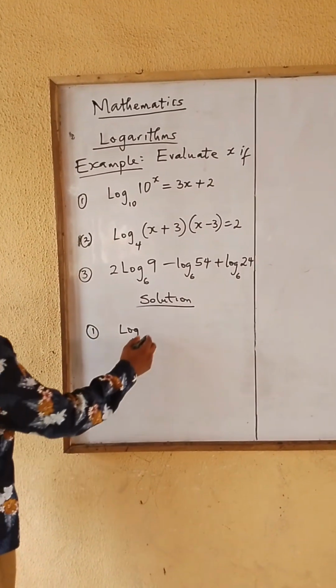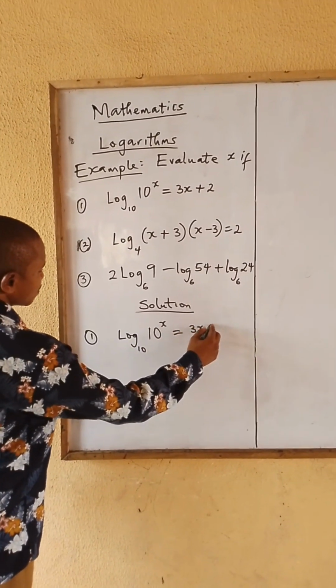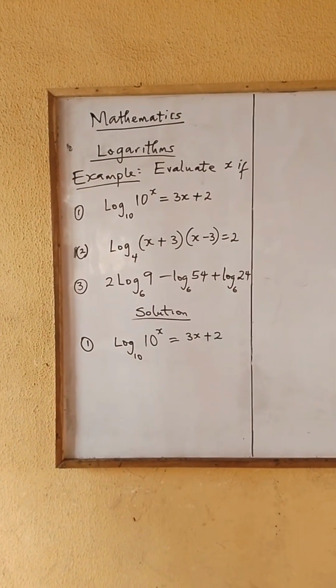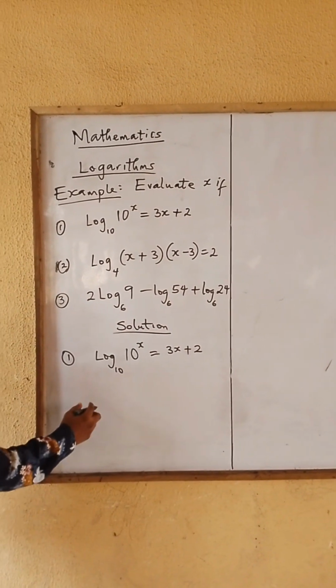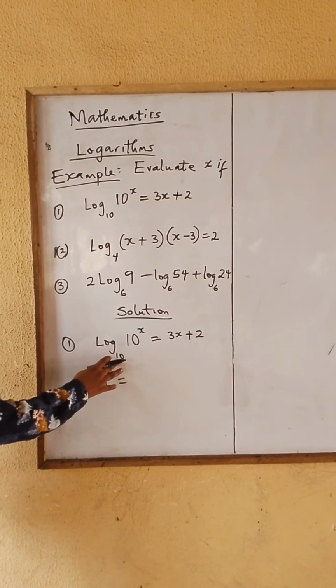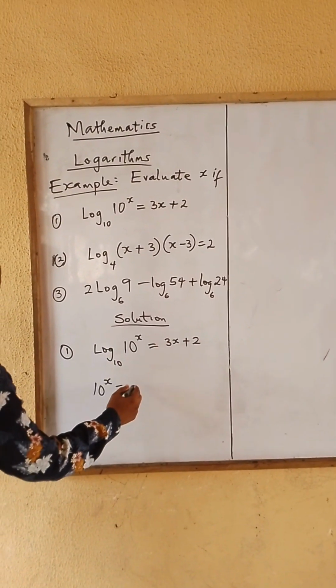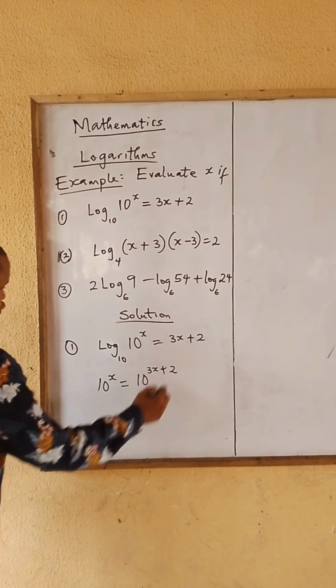We have log base 10 of 10 raised to power x is equal to 3x plus 2, and we want to solve and find the value of x. According to the law of logarithm, we are going to have 10 raised to power x, and this base 10 here will be raised to power 3x plus 2. So we are going to have 10 raised to power 3x plus 2.